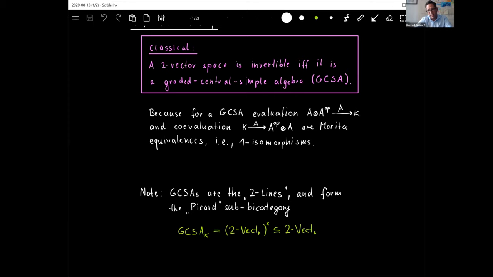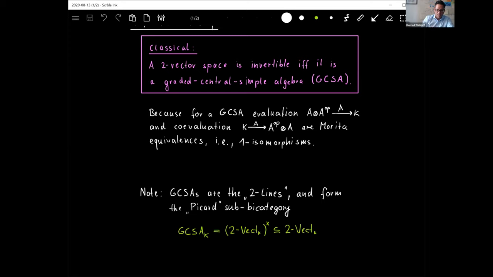This is important because the GCSAs are something like the two lines in the higher structures. So the complex lines, the one-dimensional vector spaces, are the invertible ones in complex vector spaces. And here the invertible ones are the graded central simple algebras. That's interesting because that's a classical thing.